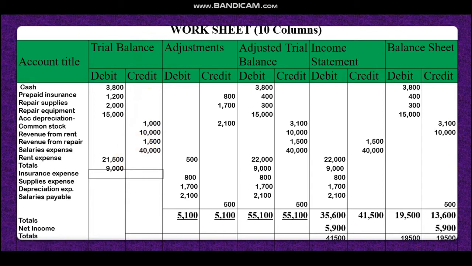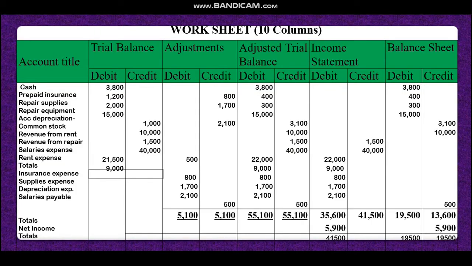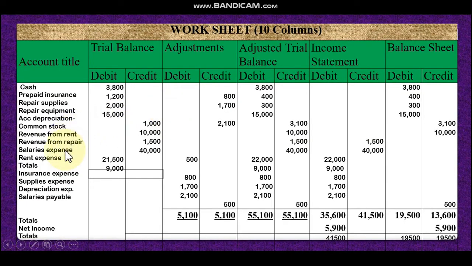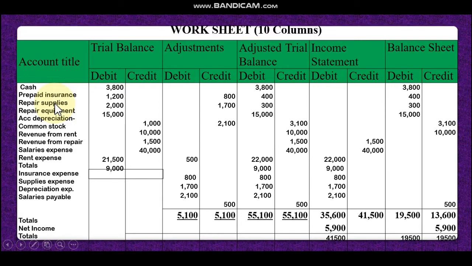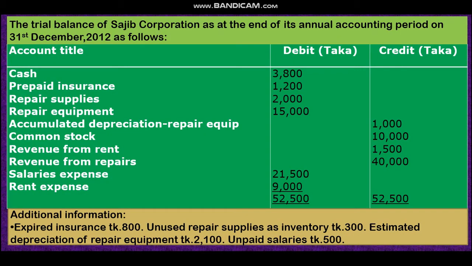Then we have to write the adjustment. That means whatever adjusted accounts we have, we have to write there. Look, first we write insurance expenses, then supplies expenses, then depreciation expenses, then salary payable. We have some common items like prepaid insurance in the trial balance, that's why I did not write it again. Dear student, again I am telling, for preparing the worksheet at first we have to write all the names of those items which we have in the trial balance.